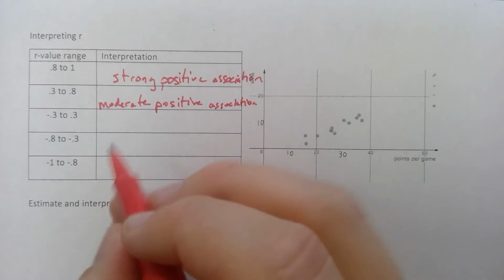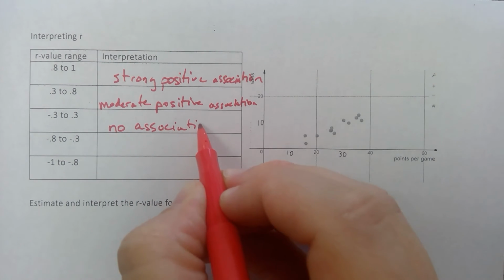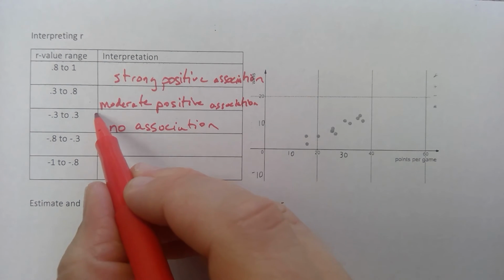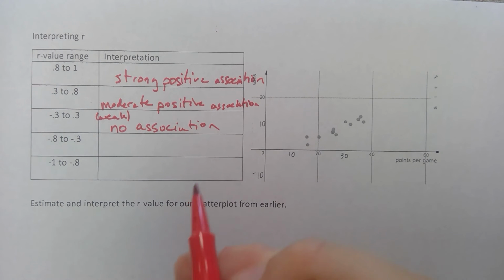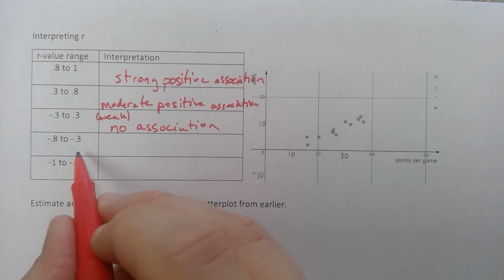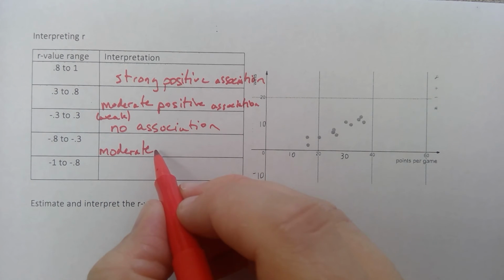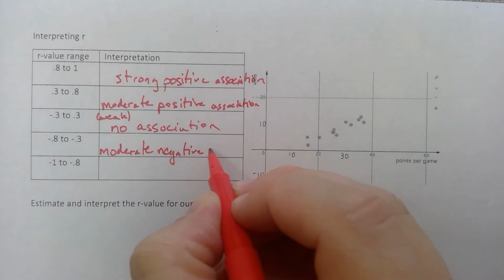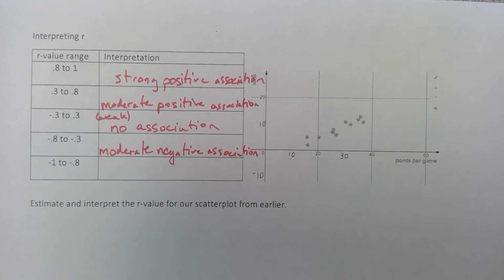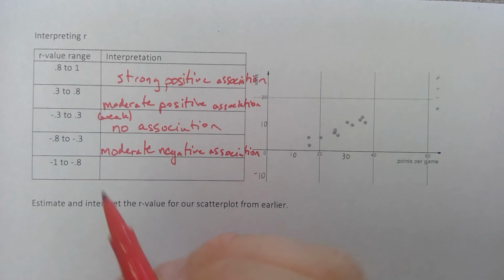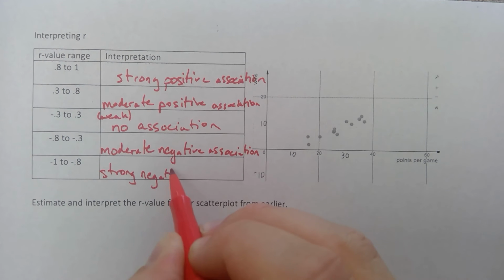-0.3 to 0.3, we're going to say no association. Okay. Or you could say weak. I'll put weak in parentheses, but no association if R value is that low is fine. They're close to 0. Now, negative 0.8 to negative 0.3. Hope you're kind of thinking, okay, moderate, because it's in those values. But since it's negative, we have a moderate negative association. And then negative 1 to negative 0.8, same as before, strong but negative association.